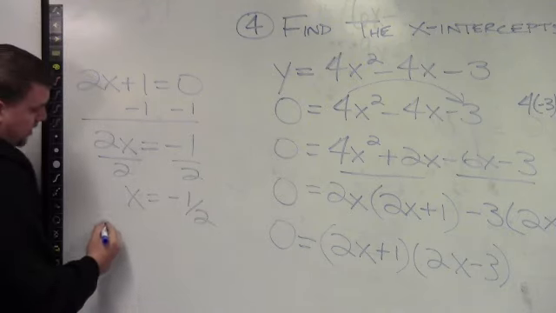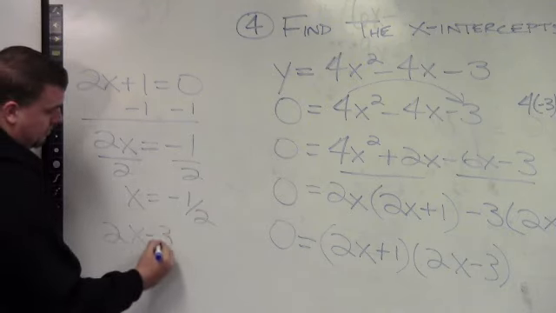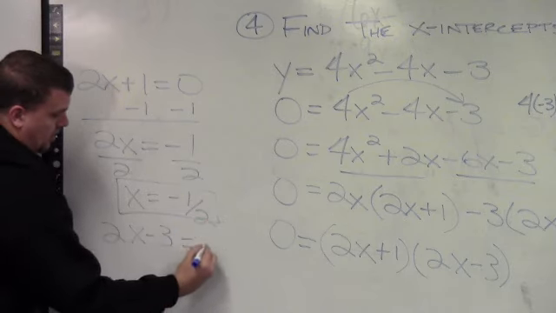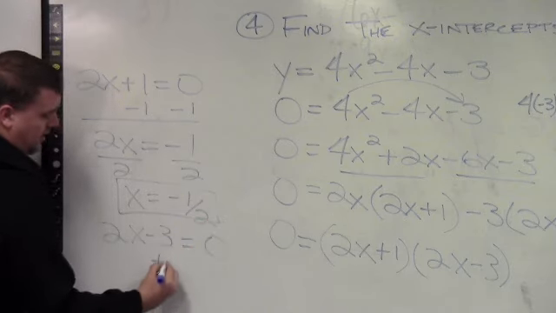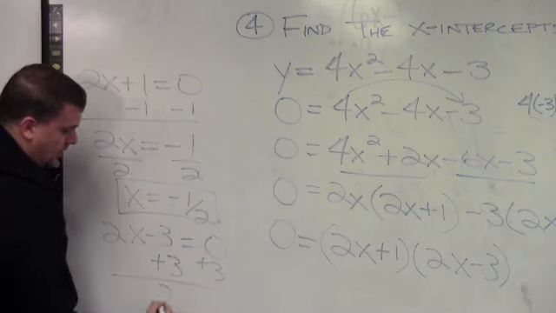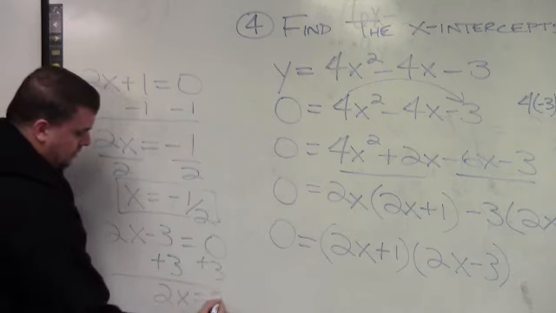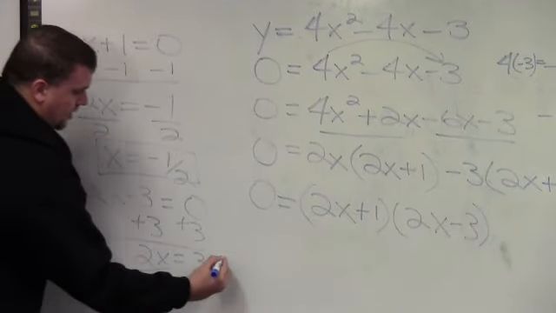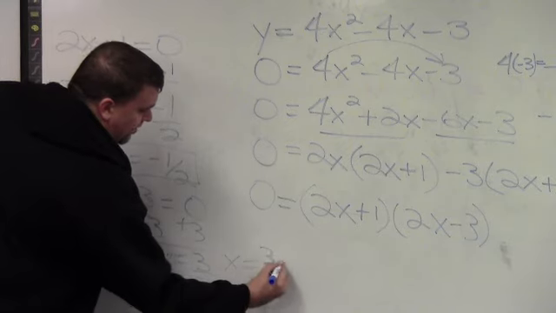Then if I have 2x minus 3 equals 0, if I add 3 to both sides, I now have 2x equal to 3. Dividing both sides by 2, x ends up being 3/2 for that.